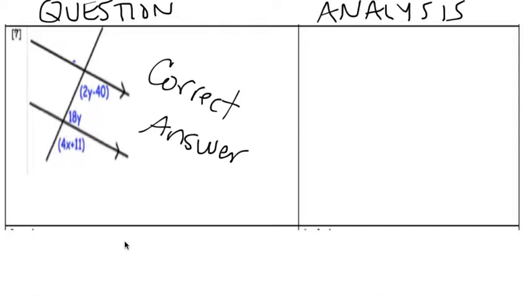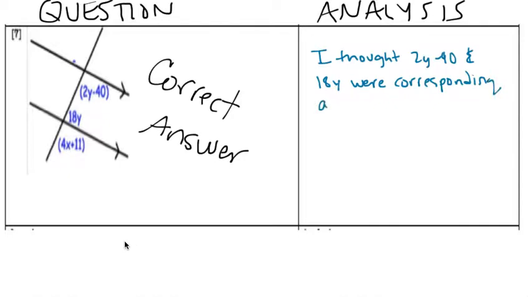So let's say you respond, I thought 2y minus 40 and 18y were corresponding and congruent. Okay? Now that's a better sounding answer, but this still is not enough. This in itself is still a no-go. And the reason it's not enough is because it's not actually identifying what the correct answer is yet.